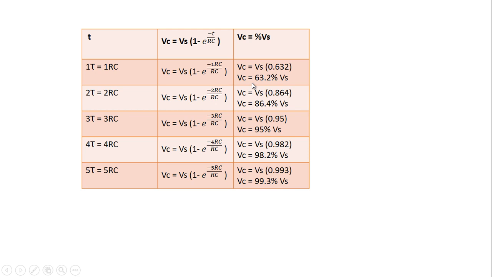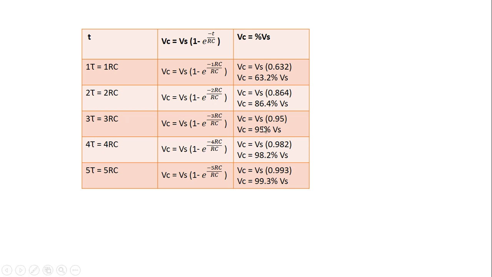This charging voltage is equal to 63.2% of the supply voltage. That means at time t equals 1 tau, it does not get fully charged, it just gets 63% charged. After this we applied t equals 2 tau, and we have seen that the capacitor gets 86.4% of its fully charged value.